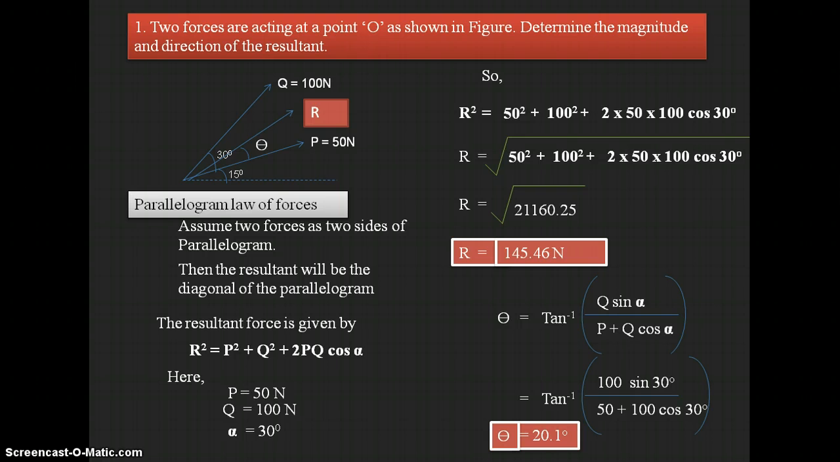So like this we can find the resultant of two forces by following the parallelogram law of forces, and we can also find the angle made by the resultant force with its adjacent side, by the formula tan inverse of Q sine alpha by P plus Q cos alpha.